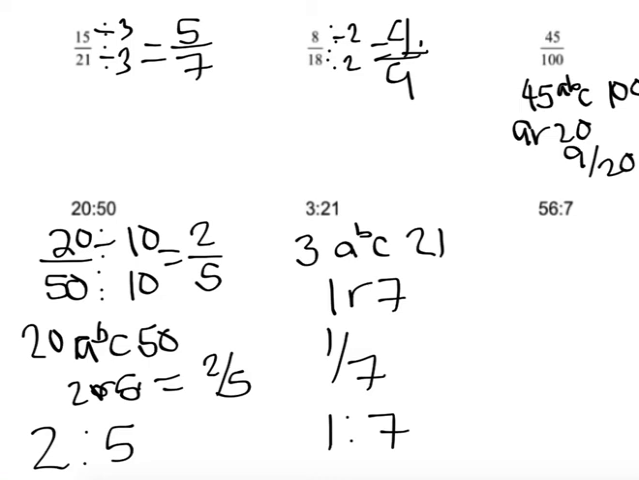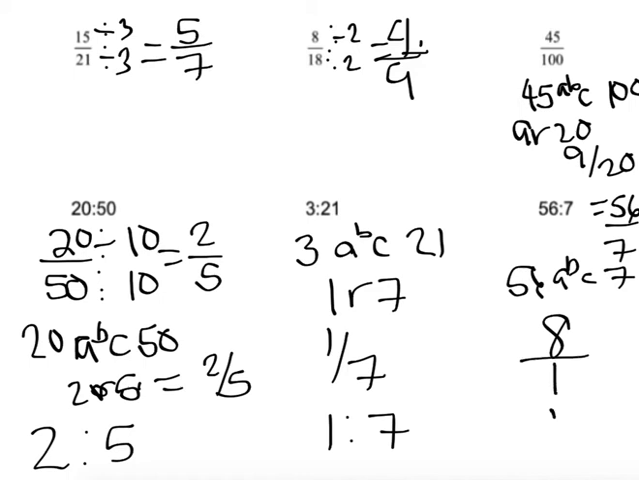Last one here, 56 to 7 is 56 over 7. So I'm going to go 56 ABC 7. It's going to give me 8. Now we had a ratio that was set up using the semicolon form. So this 8 is the same as 8 over 1. So I can now write my ratio back as 8 to 1. So it has a ratio of 8 to 1.